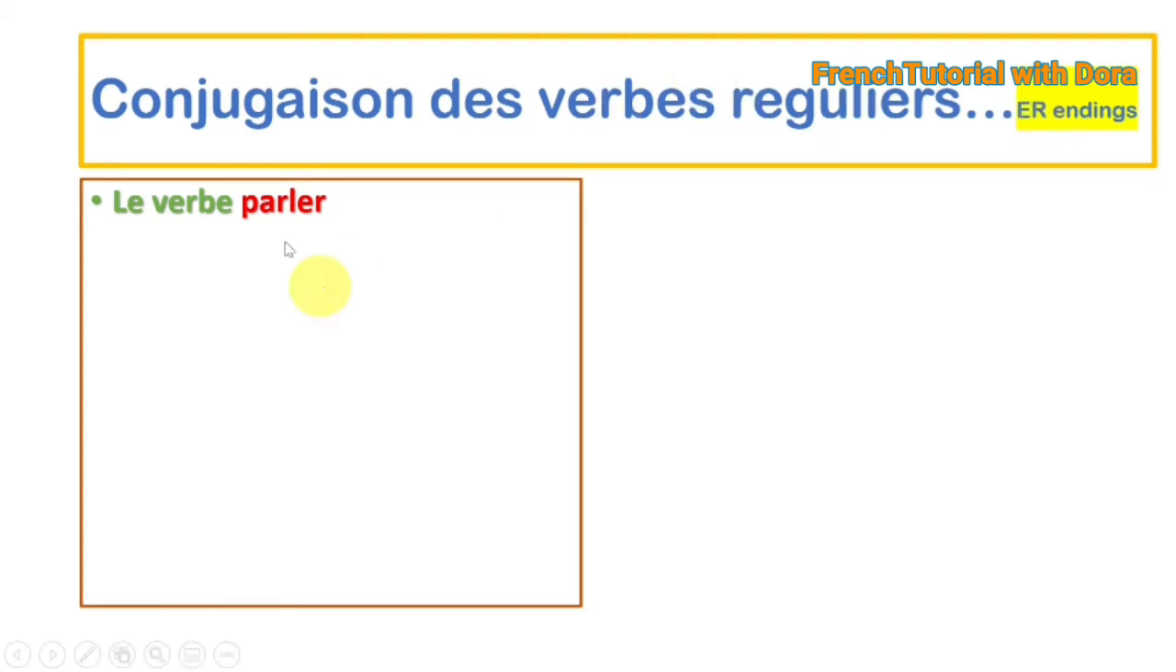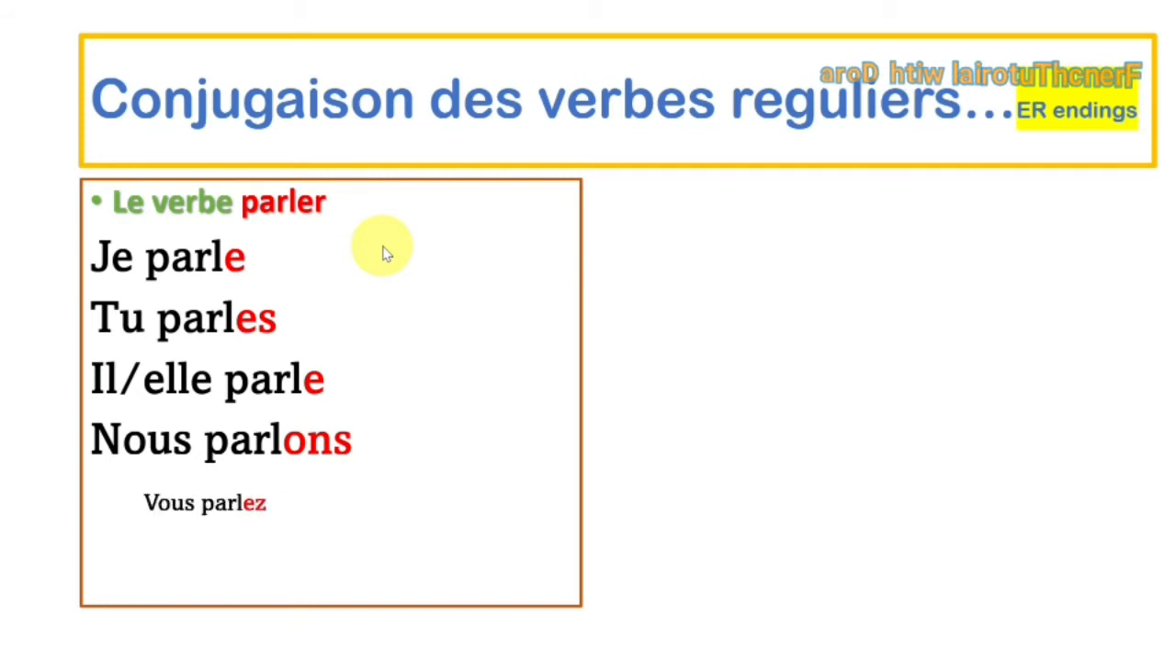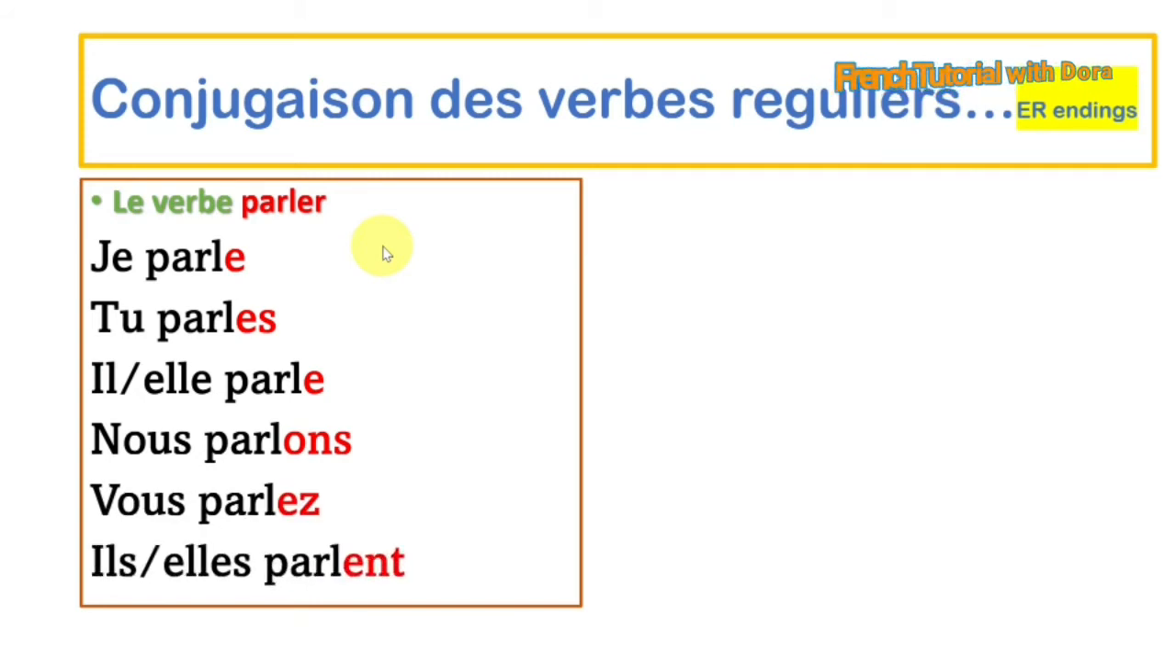You can see it ends in ER, like I already showed you in the last slide. There are some of them. So now we have the verb parler, to speak. To conjugate it in the present tense, you say: je parle, tu parles, il parle, elle parle, nous parlons, vous parlez, ils parlent, elles parlent. That simply means I speak, you speak, he or she speaks, we speak, you speak, they speak.